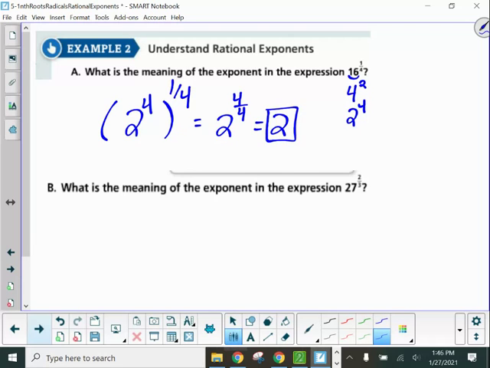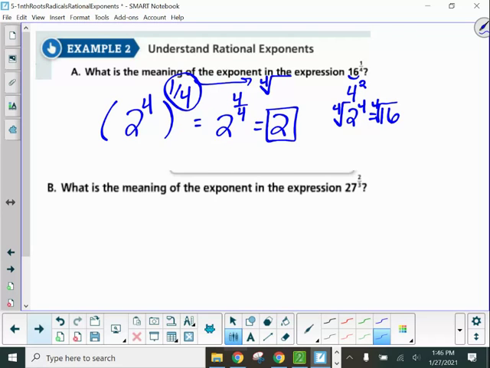Well, if you think about 16 and you think about 2, and the fact here we said that 2 to the fourth is 16, if I were to take the fourth root of each side of the equation, I'm going to end up with 2. So really, this 1/4 power is the same thing as taking a fourth root of whatever number you have.